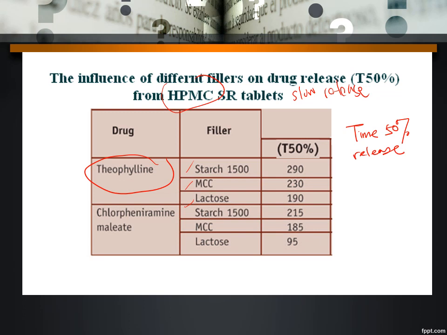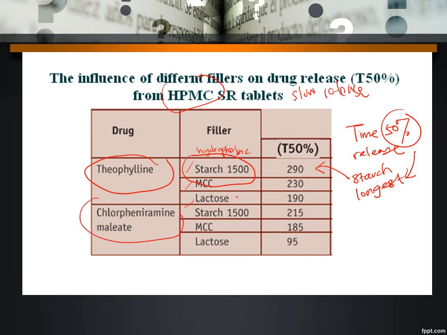Okay, and if we look into here, starch uses up the longest time to release only 50% of the drug. So the hydrophobicity of starch is much more than lactose. So they are more hydrophobic. That's why they will cause a delay in the drug release. Same thing happened to the chlorpheniramine, that the starch has the highest 50%, the longest time for 50% of drug being released.